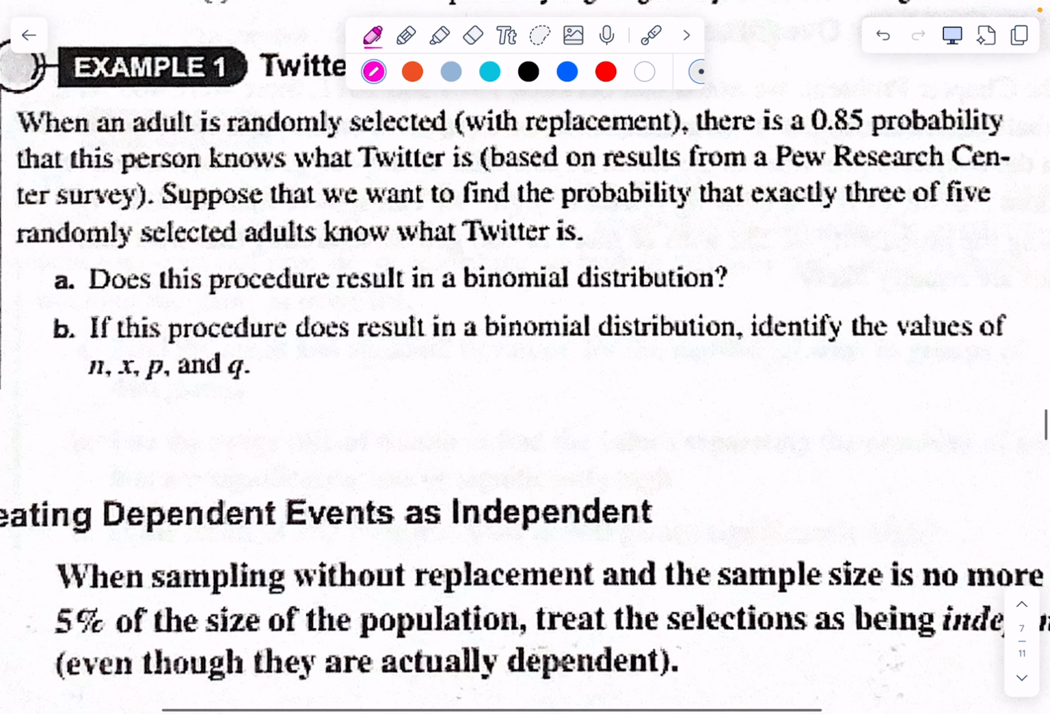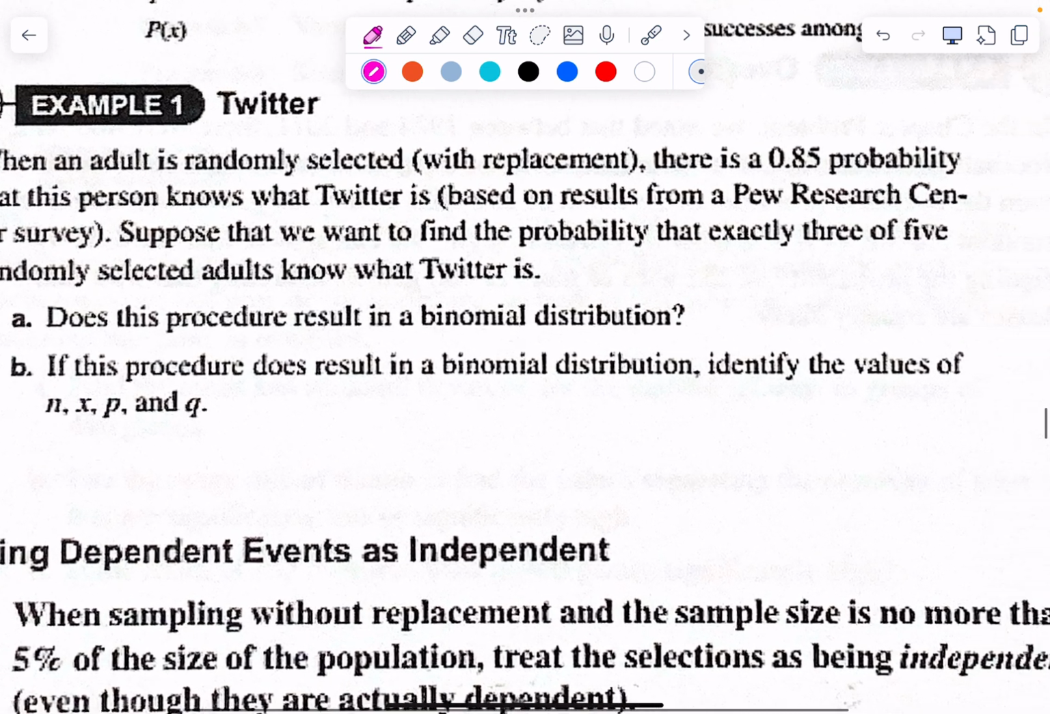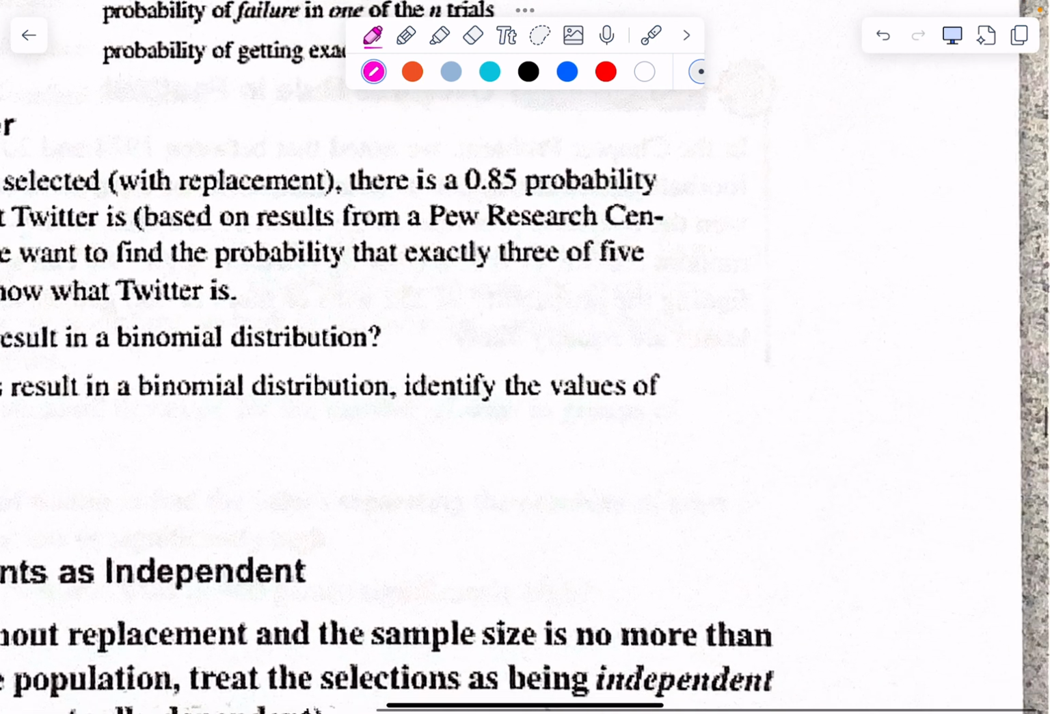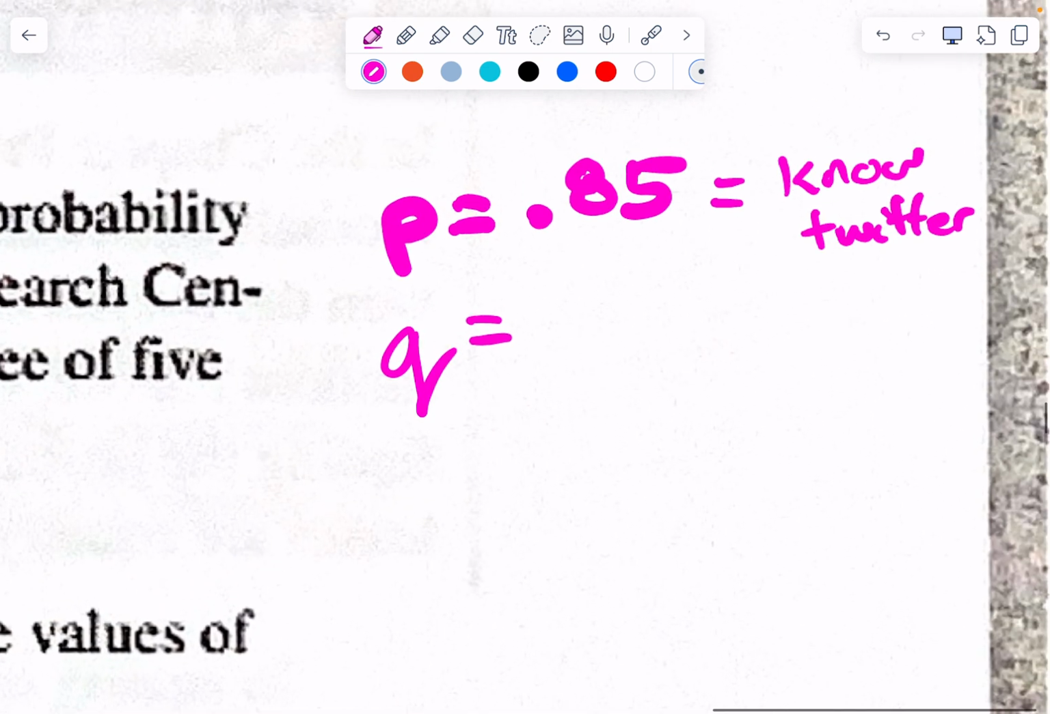When an adult is randomly selected with replacement, there is an 85% probability that this person knows what Twitter is. So let's call that P. P is 0.85, and after the P, I'm going to put "know Twitter" so I can keep track of what I'm talking about. And now it's not even called Twitter anymore. They're going to have to revise this, right? 0.85 is the chance that I know Twitter. What is Q?